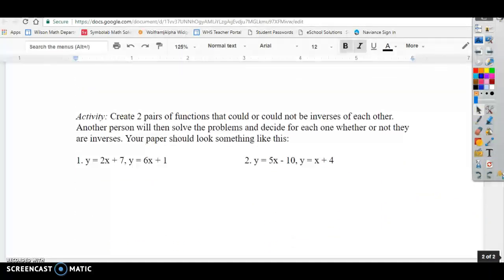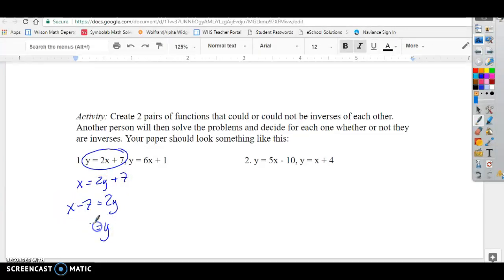Okay. Last 2 problems here. I'm going to create 2 pairs of functions that could or could not be inverses of each other. Another person will then solve the problems and decide for each one whether or not they are inverses. It should look something like this. So here are the 2 I'm going to test. Let's start with this one. Switch x and y. We are just going to test to see if this works. This is what the person would have to do in order to show that they're inverses or not.